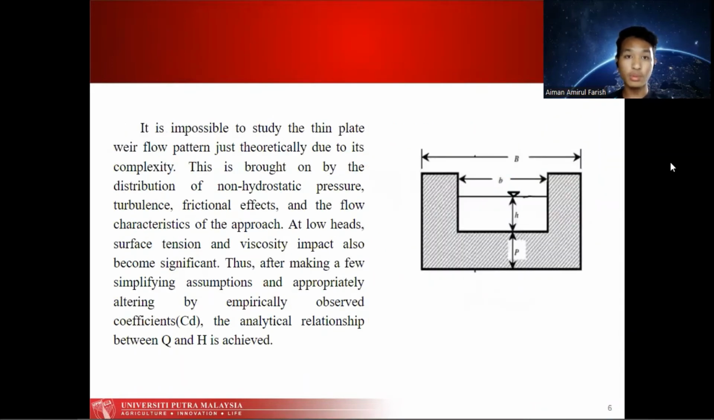It is impossible to study the thin plate weir flow pattern just theoretically due to its complexity. This is brought on by the distribution of non-hydrostatic pressure, turbulence, frictional effect, and the flow characteristic of the approach. At low heights, surface tension and viscosity impact also become significant. Thus, after making a few simplifying assumptions and appropriately altering by empirically observed coefficients, the analytical relationship between Q and H is achieved.